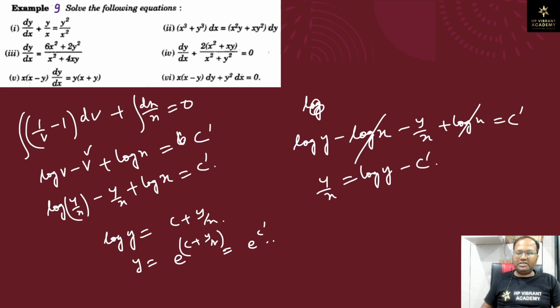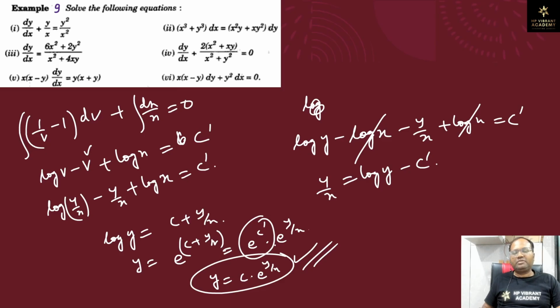So e to the power c dash times e to the power y upon x. Let us take e to the power c dash as c. y is equal to c times e to the power y upon x. This is the general solution. Okay. So we have discussed all the 9 examples. Okay. Thank you.